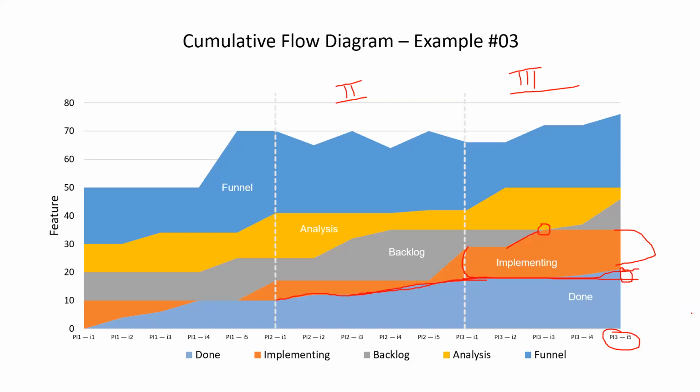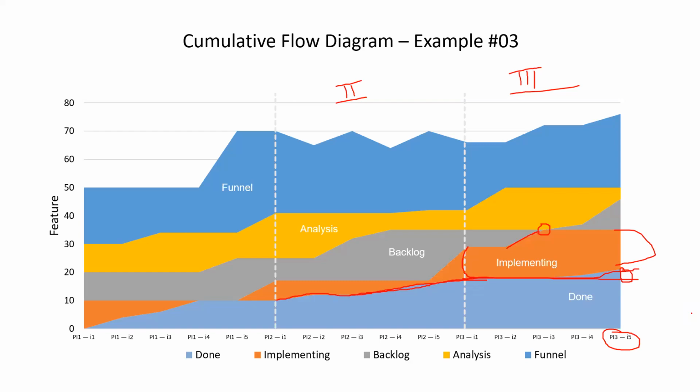Right? So step by step, we need to start from done and go backward. Done is the final stage, so let's start moving from the final state backward. What is required in the previous step to move the items to done? The last but one step to move into the last step. Which means implementing to done, backlog to implementing, analysis to backlog, funnel to analysis.